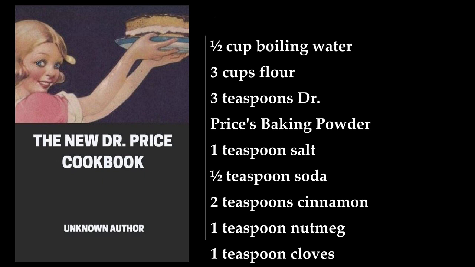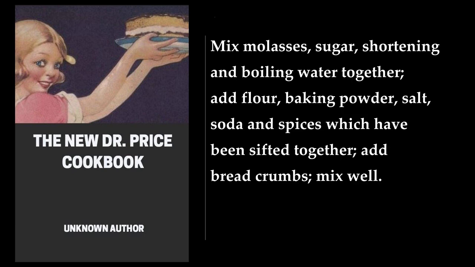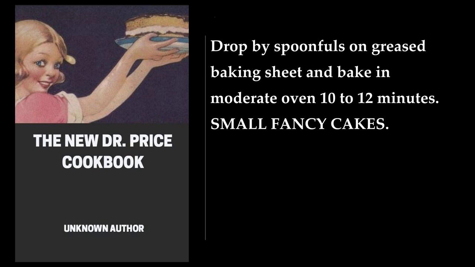2 teaspoons cinnamon. 1 teaspoon nutmeg. 1 teaspoon cloves. 1 cup stale bread crumbs. Mix molasses, sugar, shortening and boiling water together. Add flour, baking powder, salt, soda and spices which have been sifted together, add bread crumbs, mix well. Drop by spoonfuls on greased baking sheet and bake in moderate oven 10 to 12 minutes.